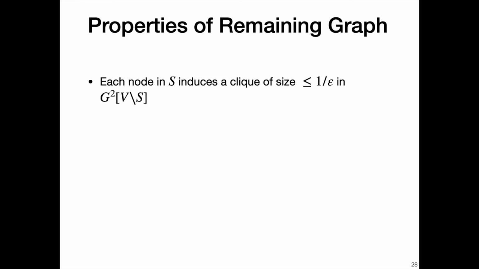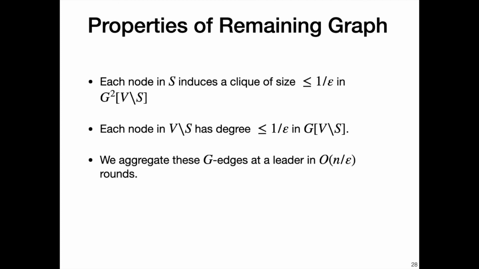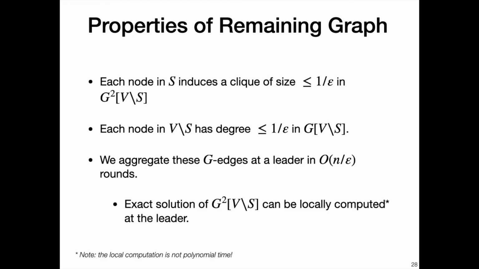We show that each node of S can induce a clique of size at most 1 over epsilon in G squared of V minus S, and each node in V minus S has degree at most 1 over epsilon in G of V minus S. So we can aggregate these G edges at a leader vertex in n over epsilon rounds, which allows us to recreate the remaining graph at the leader. And we can also compute an exact vertex cover of the remaining graph locally at the leader. Note that this local computation may not be polynomial time.